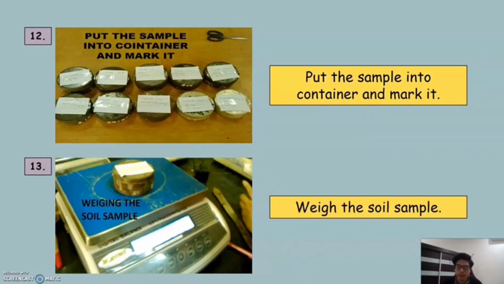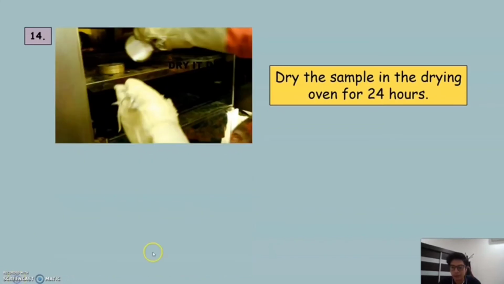Let's move on to step number 12. We have to put the sample into the container and mark the sample. And next, we have to weigh the soil sample, including the container that we use to store the soil sample. And last but not least, the final step is we have to dry the sample in the drying oven for 24 hours.